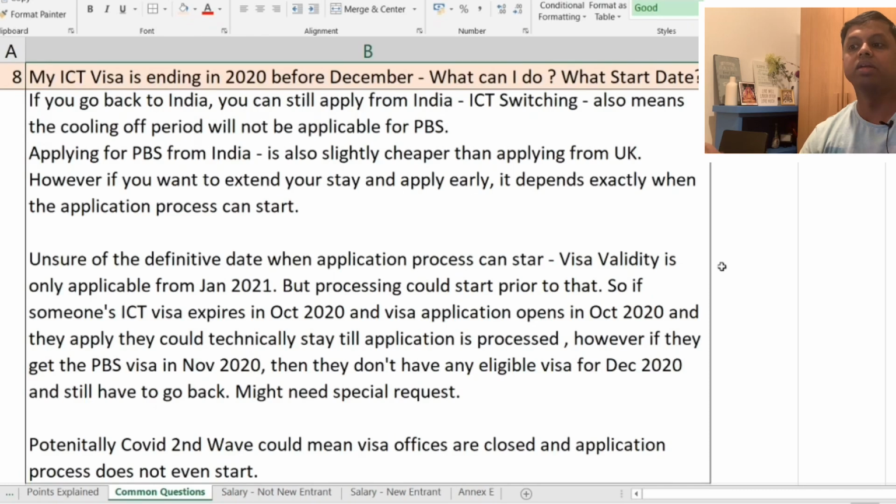So I think the safest thing to do is, if you have no other options like your tier 4 or whatever it is, just to go back and apply from India. But if you're able to find an option, then you can basically work it out.